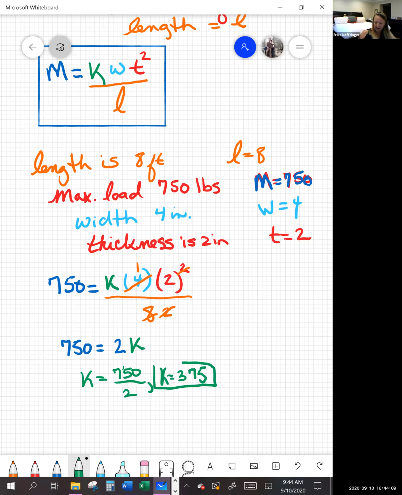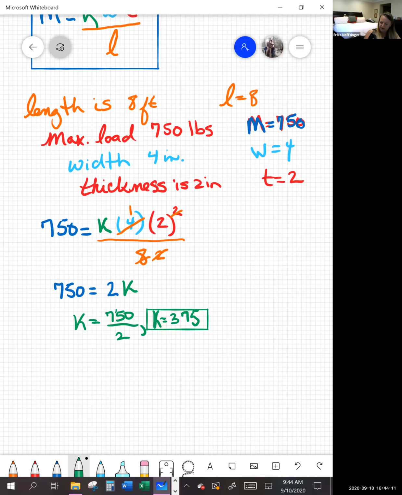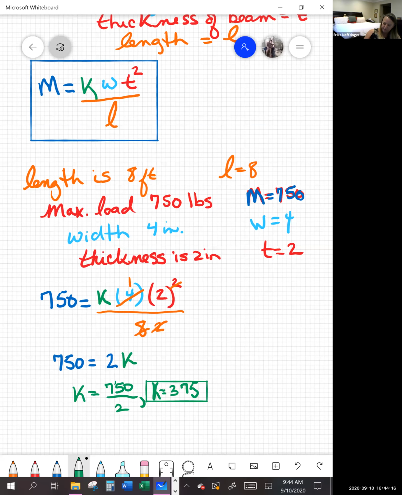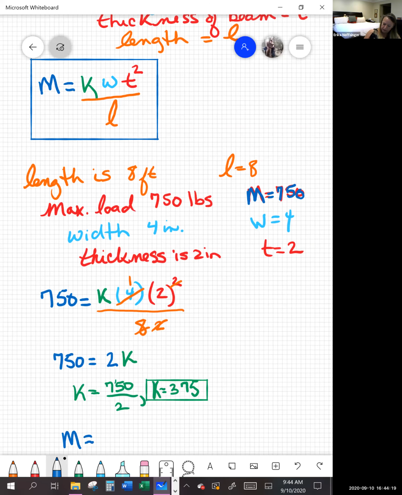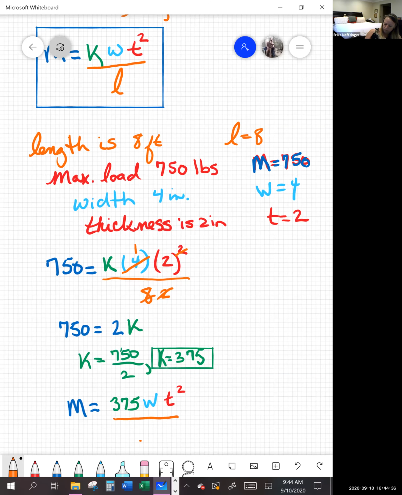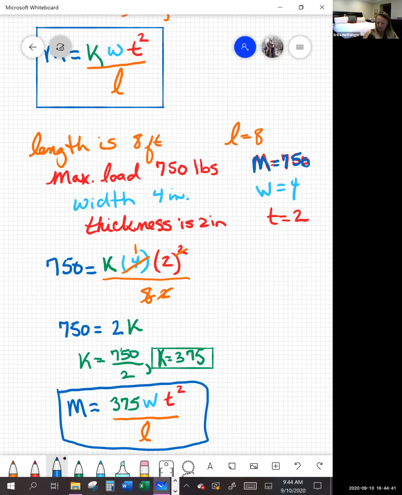So we're going to plug it back into this equation, and we can find what we need. So we have the maximum load is equal to 375, all times our width, all times the thickness squared, all over the length. This is the equation we now want to use. Didn't like my rectangle that time.